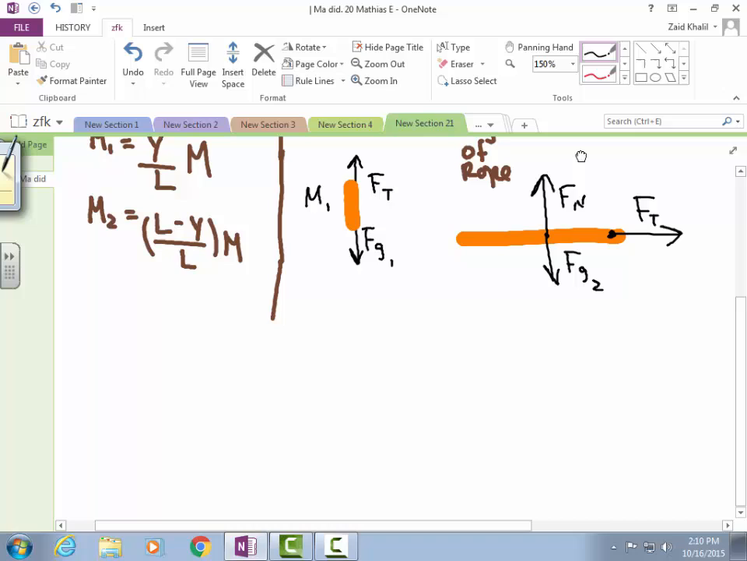So now we write Newton's second law. Let's do Newton's second law for M1. What do we have? I can't hear you. Is that correct? Why is that not correct? Very good. So therefore it changes to Fg1 minus Ft equals M1 A1.